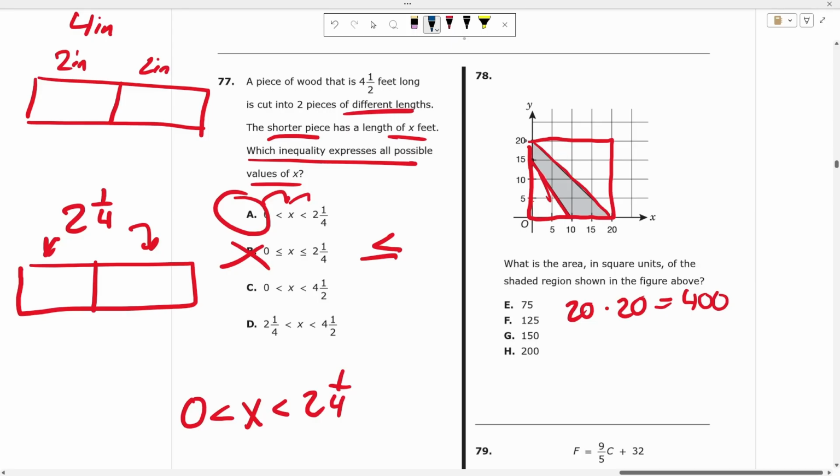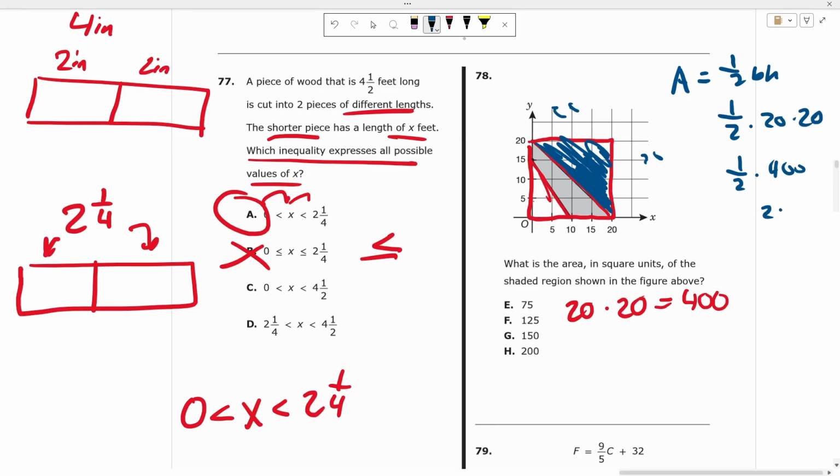Well, the first thing we need to take away from this total 400 is this part of the triangle right here. In other words, this triangle is 20 by 20. The area of a triangle is A is equal to 1/2 base height. So 1/2 times the base, which is 20, times the height, which is 20, is 1/2 times 400, or 200.